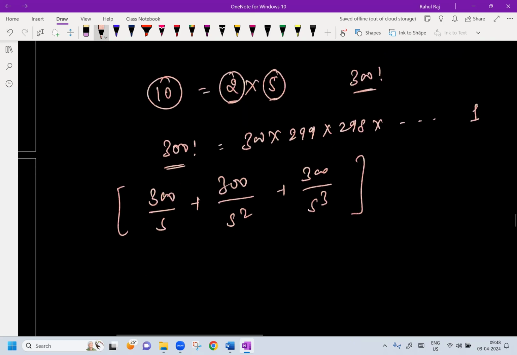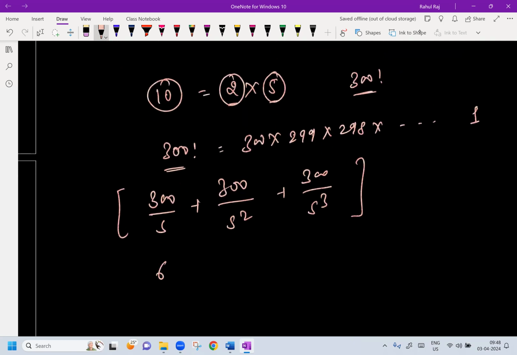Now 300 by 5 is 60, 300 by 25 is 12, since 25 times 12 will give you 300. This is 125. 125 into 2 is 250, and 125 into 3 will cross 300, so this is 2. That is 74 zeros just at the end.